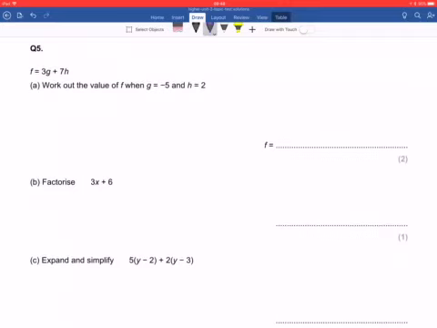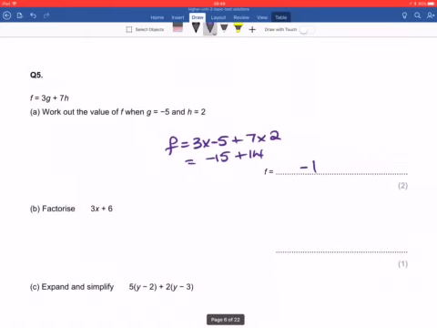Okay, work out the value of f when g equals minus 5 and h equals 2. So f equals 3 times minus 5 plus 7 times 2, equals minus 15 plus 14, so f equals minus 1.